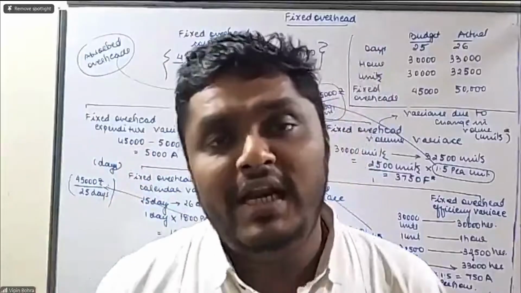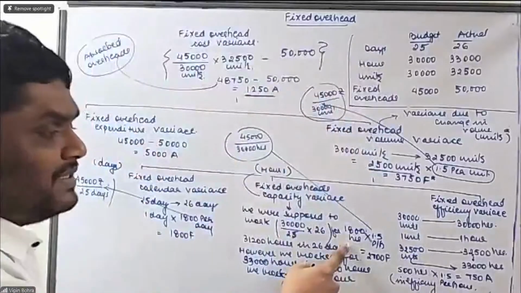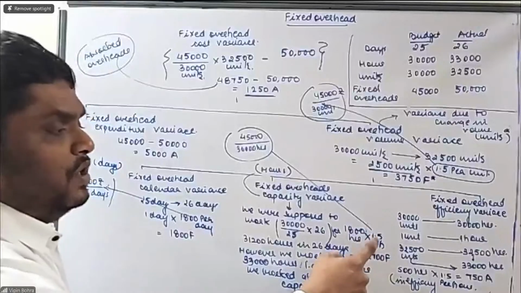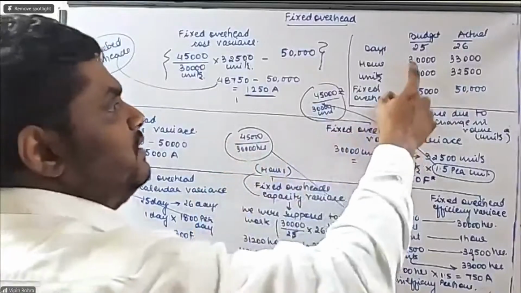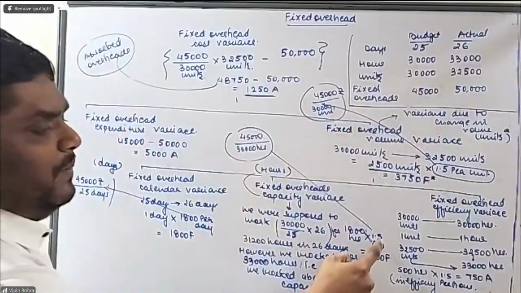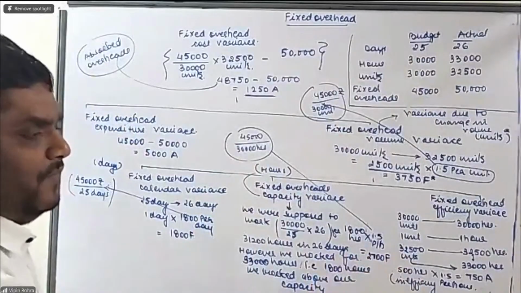1,800 hours into the rate per hour. Because it is hours, we'll be taking the rate per hour. So 45,000 divided by 30,000 hours. So the rate per hour will be 1.5. So this variance will be favorable.